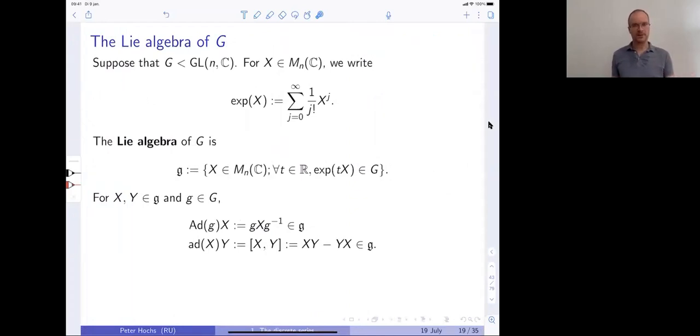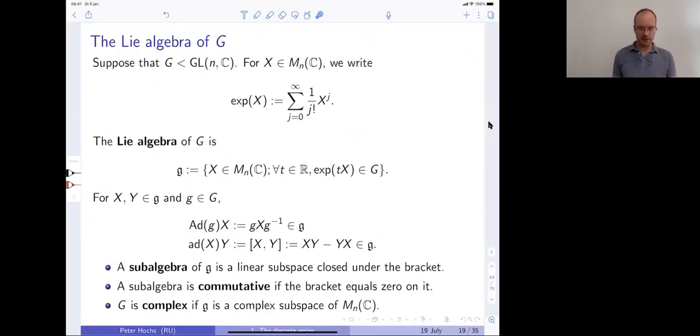On the Lie algebra, we have some additional structure. We have the adjoint action by the group, which is by conjugation. And we have the adjoint action by the Lie algebra on itself, which is by commutators, the commutator bracket. And it turns out a lot of information about a connected Lie group is contained in its Lie algebra.